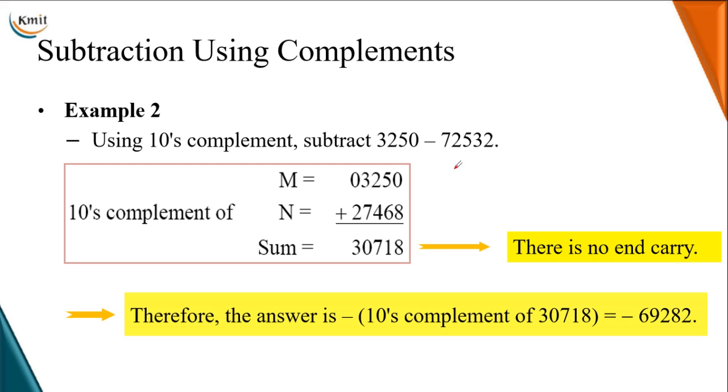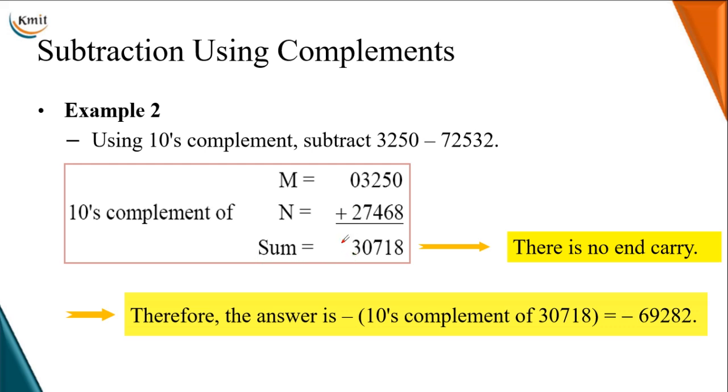To obtain the 10's complement, first we have to obtain the 9's complement. 9 minus 7 is 2, 9 minus 2 is 7, 9 minus 5 is 4, 9 minus 3 is 6, 9 minus 2 is 7, 7 plus 1 is 8, which is the 10's complement. So the 10's complement of 72532 is 27468, that is added to the positive number, which is 03250. Now the summation: 0 plus 8 is 8, 5 plus 6 is 11, and then here 4 plus 2 plus 1 is 7, so 3 plus 7 is 10, so 2 plus 1 is 3.